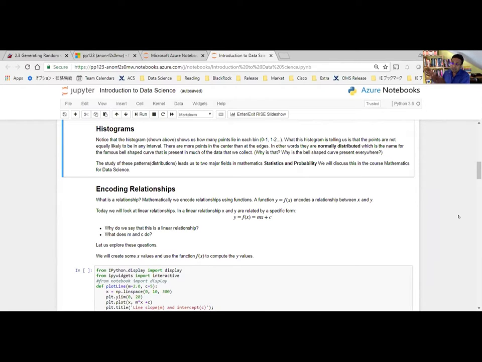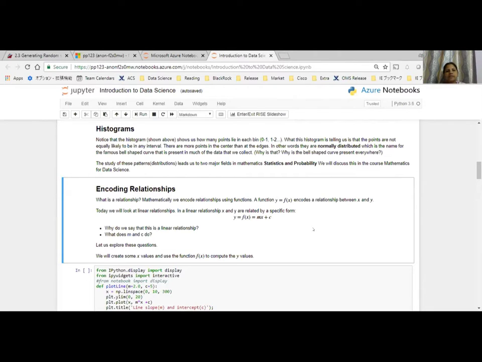A relationship between a variable x and variable y could be modeled by a function. Give me the value of x, the function will tell you what is the value of y. And in particular, today, we are going to focus on what are called linear relationships. That means y and x are related by a very simple relationship. So if you look at the screen, you see y is equal to mx plus c. m is a number and c is a number, and they are connected through this relationship. Now, anyone want to tell me why this is linear?